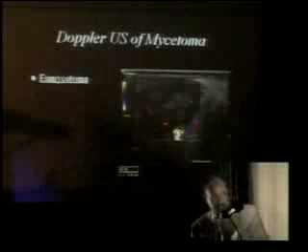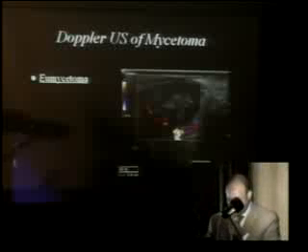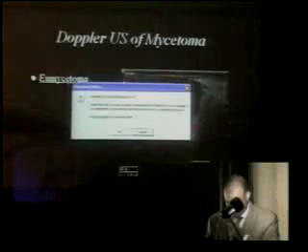Mycetoma also, we found that it is hypervascular on Doppler ultrasound. So it is very vascular. So when we apply Doppler, you see these are the grains, but it is very rich in blood supply, as you can see in this example.